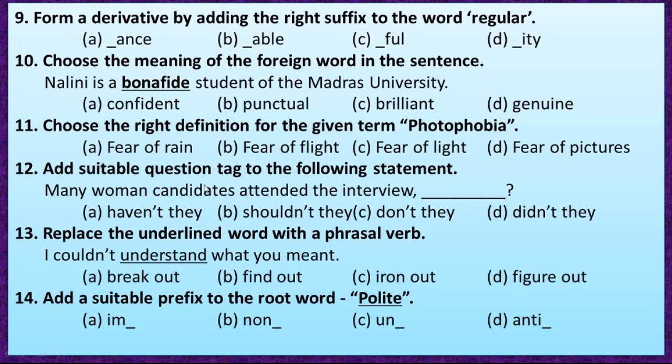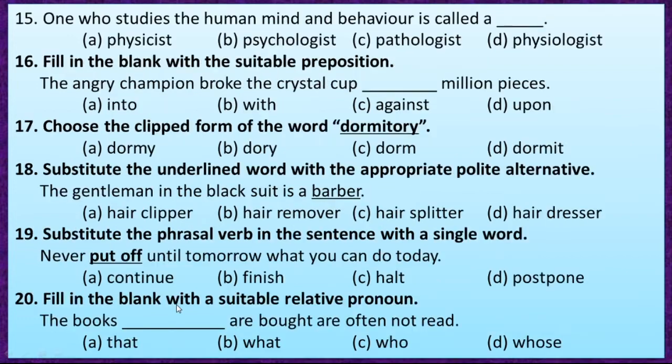The next question is a statement: what do you call it? Question tag. It's a grammatical part. The next one is a phrasal verb. The next one is polite. What is it? Prefix, adding prefix. The 15th is field words: one who studies the human mind and behavior. Who is that? A psychologist. Fill in the blanks with suitable preposition.